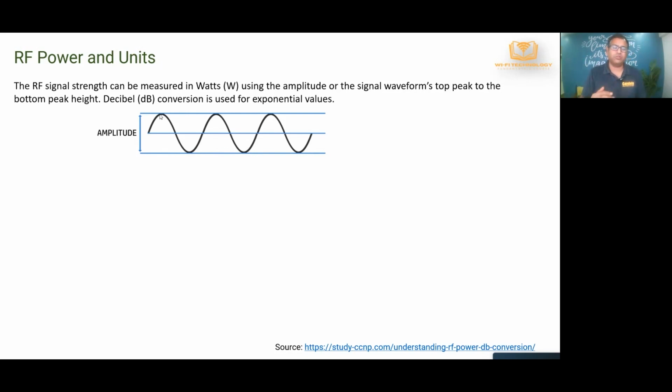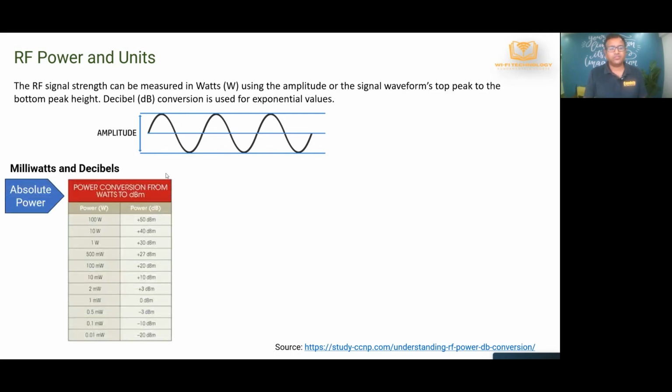So me, as a transmitter of sound waves, has the ability to increase or decrease the amplitude of the waves, and I can measure that. If there is a machine that is measuring the volume coming out of my mouth, it can measure that in decibels and report it in decibels. Similarly, RF signals are also measured in watts and decibels.